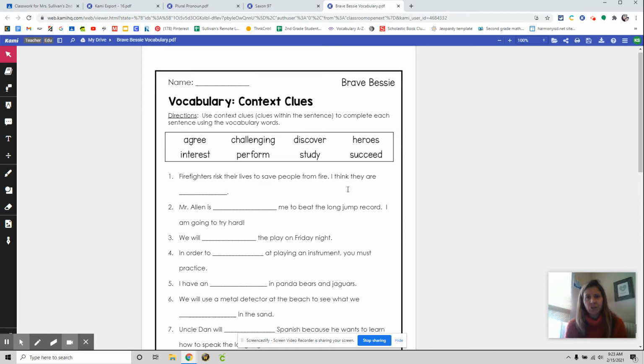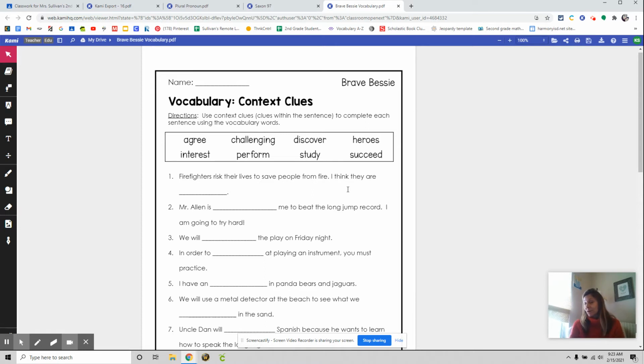Do you often agree with what your parents tell you to do? Sometimes you do, sometimes you don't. When you agree with someone, you think the same way. And interest. What interests you most? Do you like animals?